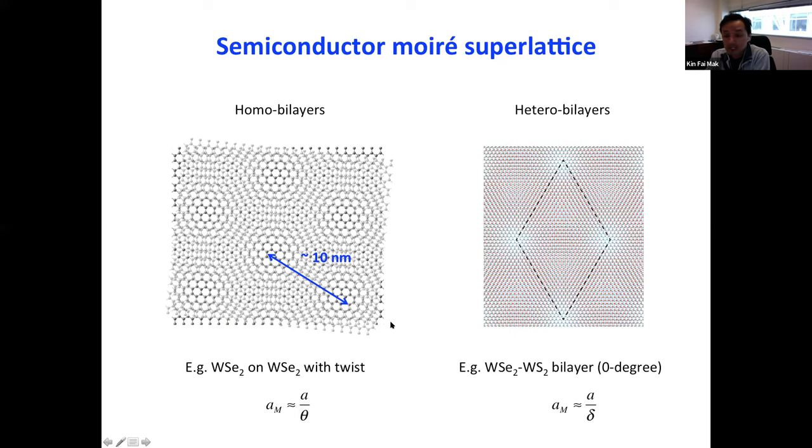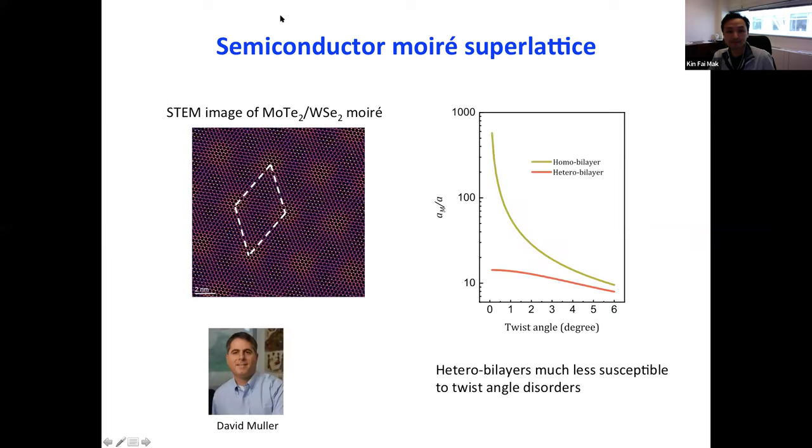Another way to do it is to use two different materials and stack them on top of each other. Instead of giving it a twist angle, you can introduce a moiré pattern even at zero twist angle. In this case, the moiré period is purely determined by delta here, which is the lattice mismatch between the two materials. For instance, tungsten selenide on top of tungsten sulfide have a 4% lattice mismatch. So even if you put the two together at 0 degree twist, you get a moiré superlattice with a period of about 10 nanometers. Okay. All right, so the moiré period is actually real.